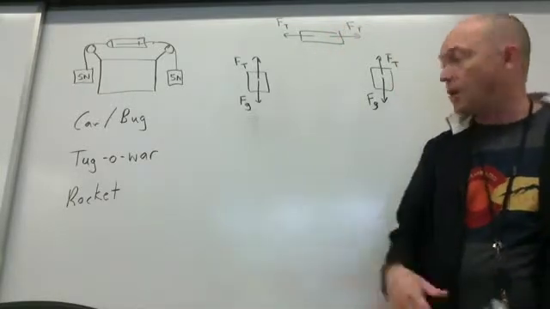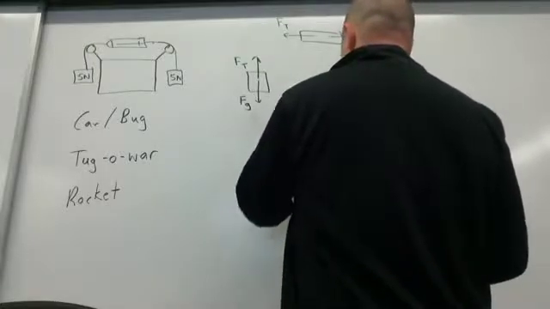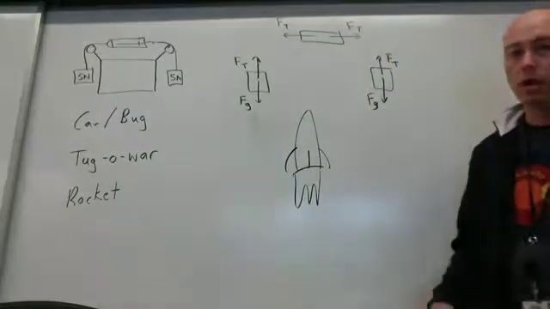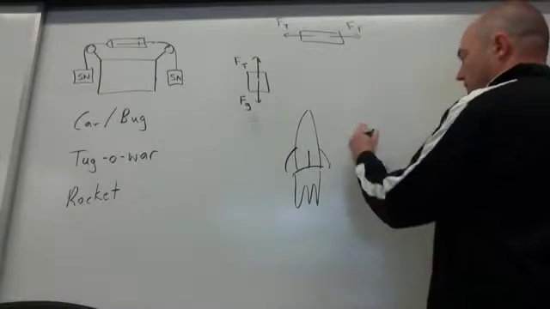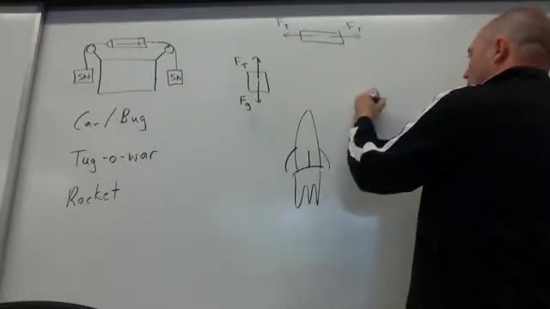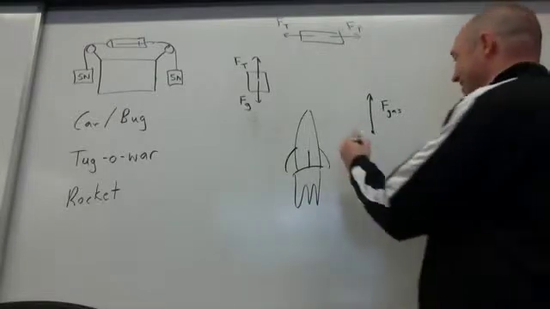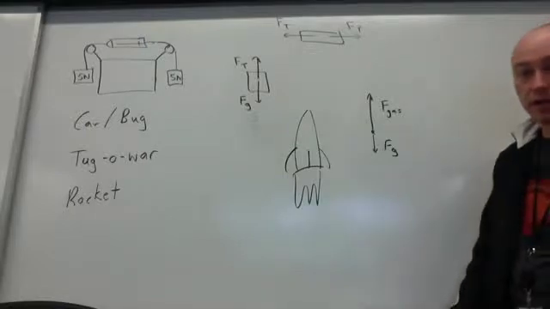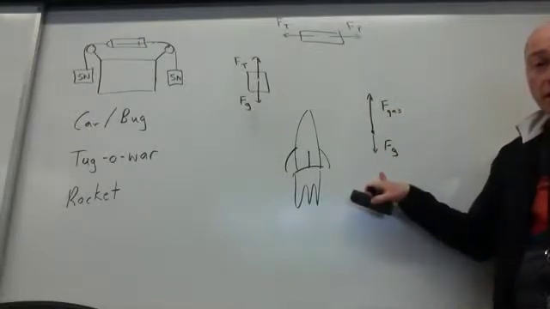So if I was to draw an FBD for the rocket, so here is the rocket. Okay, there's my rocket. If I was to draw an FBD for that, you would have the force from the gas going that way. Well, what other force is acting on it? Force of gravity. And if it is going to accelerate up, the force from the gas has to be more than the force of gravity.